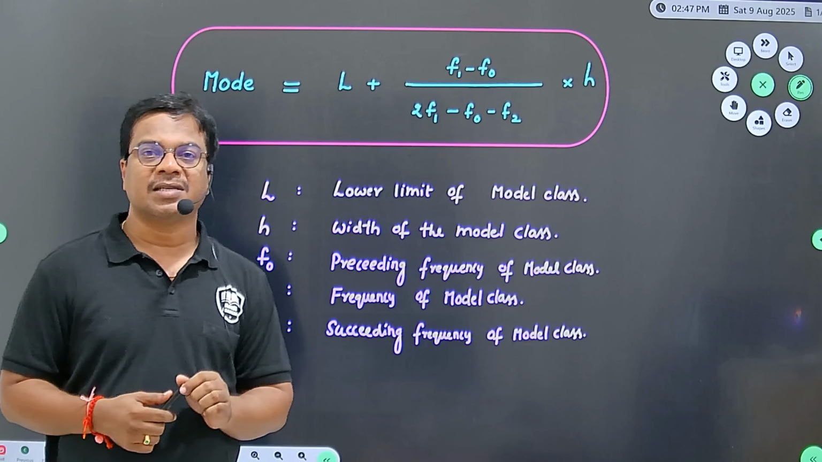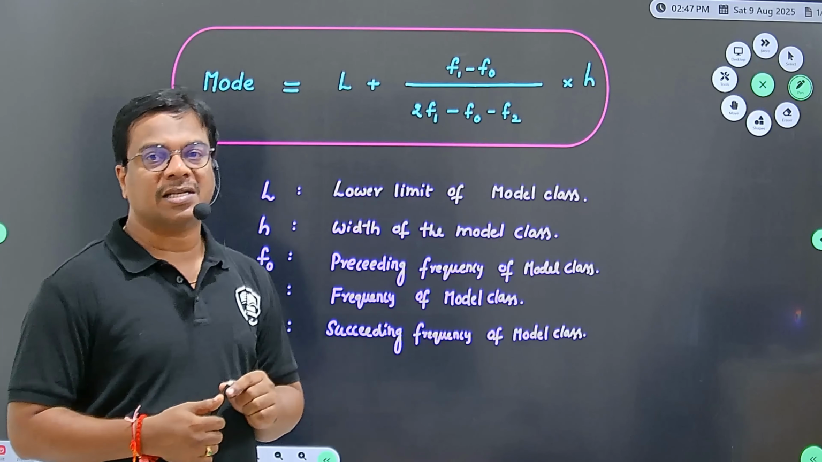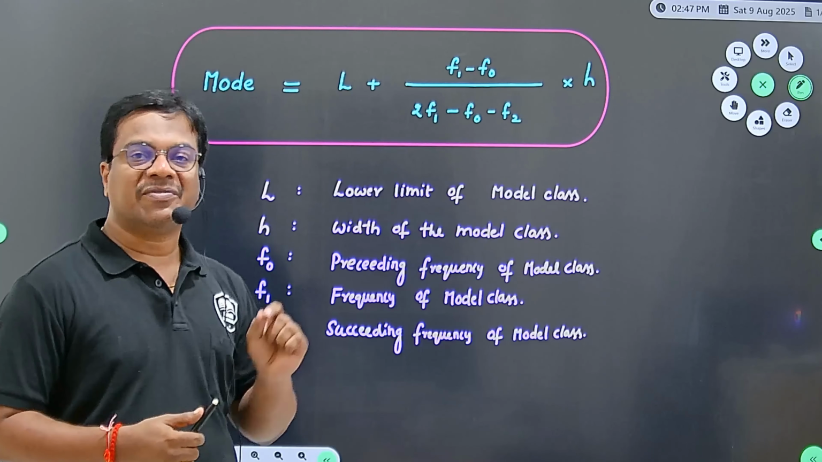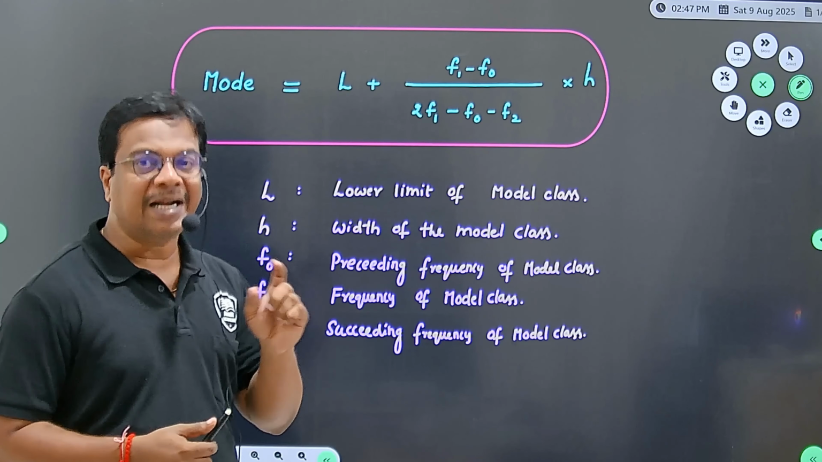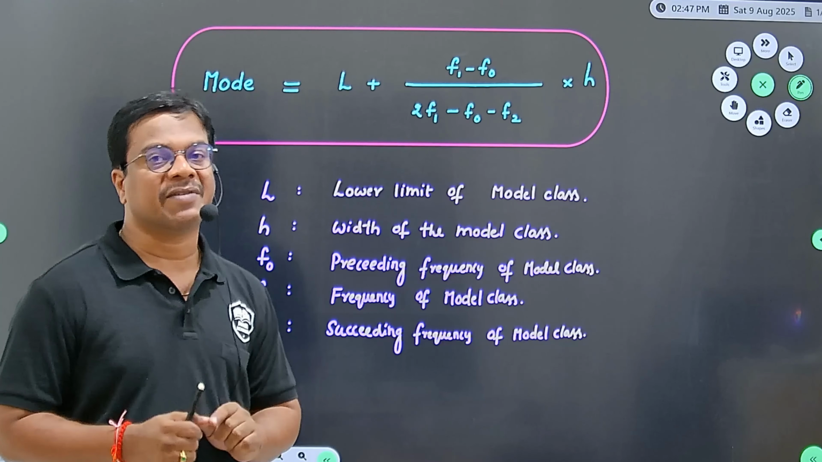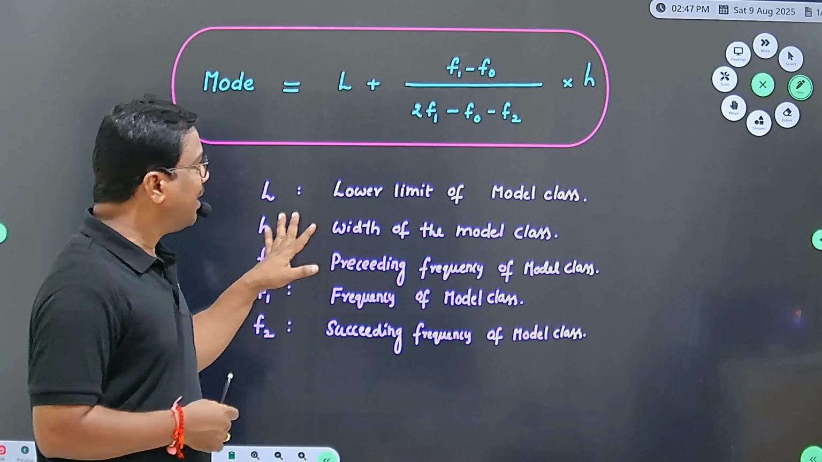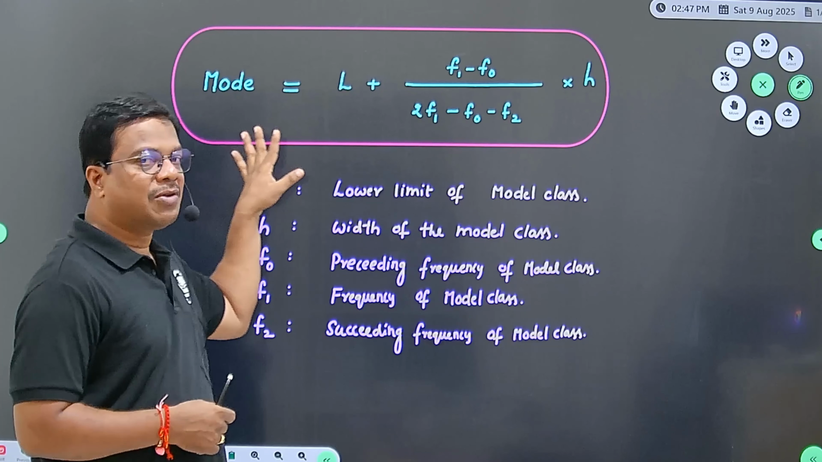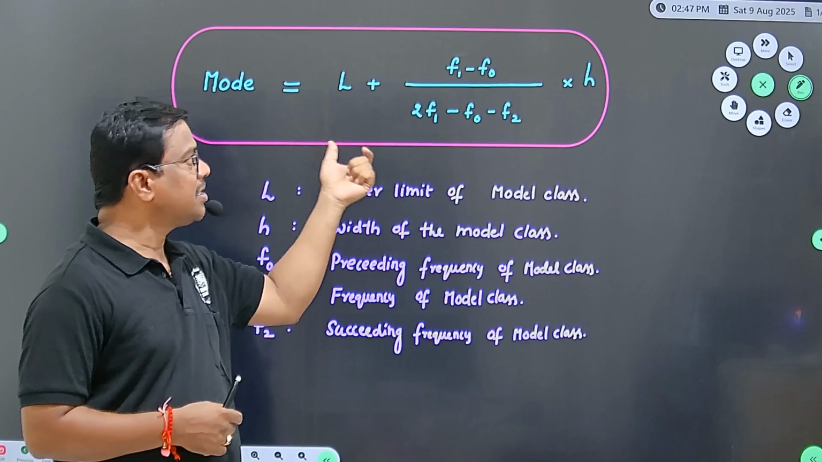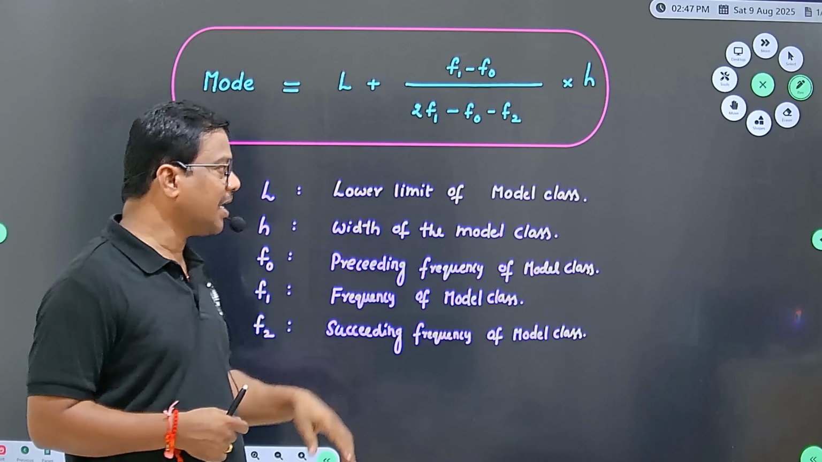And we can decide the modal class by the greater frequency which is appearing in the given table, right? So let us see why we use this formula to find the mode of given data in statistics.